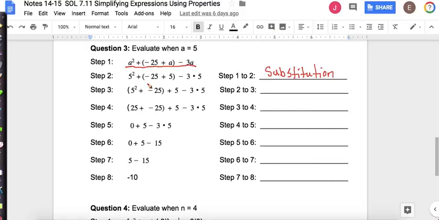Now I need to justify step 2 to step 3. And notice it's in the exact same order. But if you look carefully, in step 2, the negative 25 and the 5 are grouped together. In step 3, the 5 squared and the negative 25 are grouped together. So we're going to underline this whole part. And when something gets regrouped, that is called the associative property of addition.